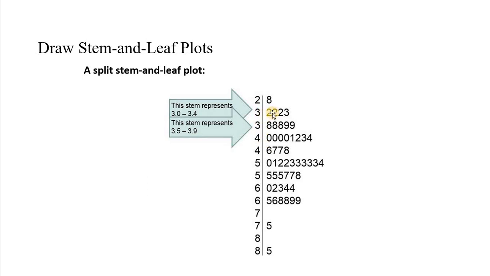You see here we split the stem of 3 into 2 categories because it was big, it was long, and the 4 and the 5 and the 6. So instead of including one long stem, we split it into 2 stems to represent the data a little bit better.